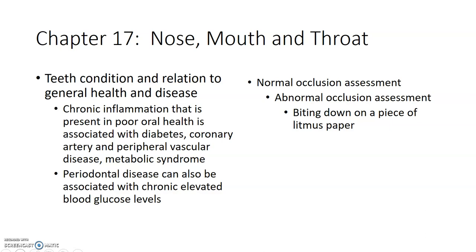An abnormal bite would show malocclusion and protrusion of the upper and lower incisors, which prevents the normal chewing process and impacts the ability of the individual to process their food. Biting down on a piece of litmus paper can show if the upper and lower teeth are properly aligned. Front upper incisors should only slightly override the lower incisors in a normal assessment.